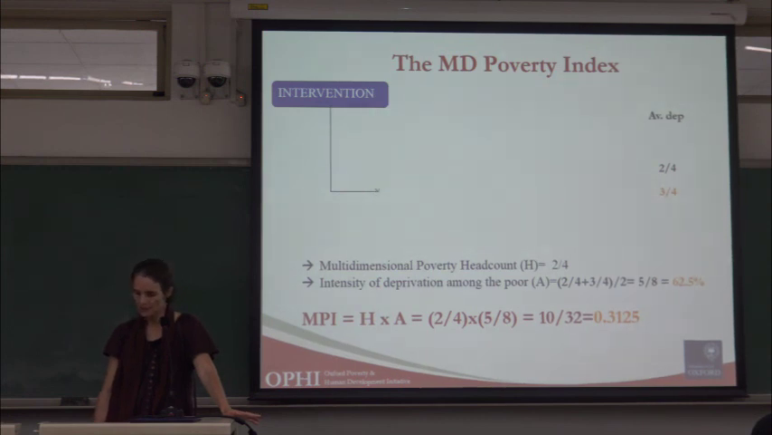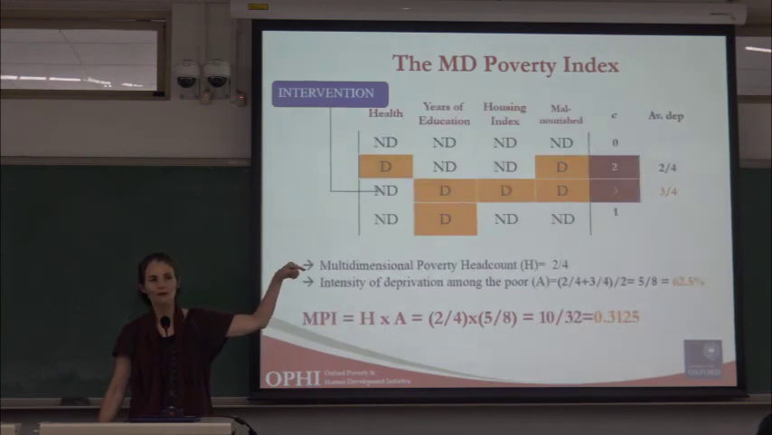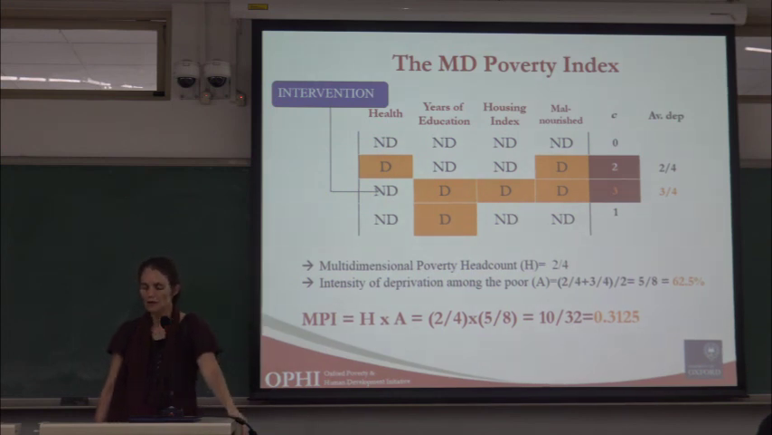And this is pointing out your government intervention. You're the Minister of Health. You get rid of the health deprivation and poverty goes down. So trying to empower people to see that each policy intervention that goes down reduces MPI.